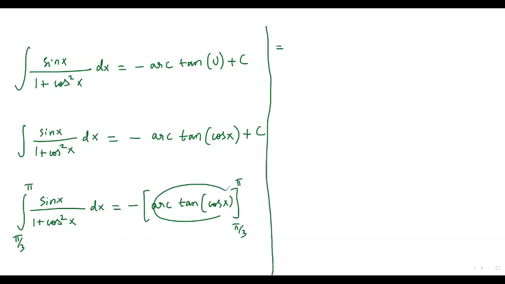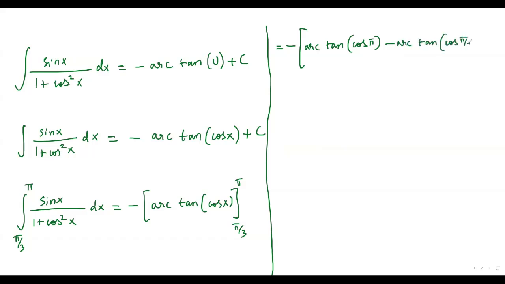Now in this result we can plug in the upper limit pi for x, because these are the limits of x. Okay, now let me do it. So we get arc tangent of cosine pi, negative. Before I apply the lower limit pi over 3 in this result, I always have to take a negative sign. Now in the same result for this x, we have to plug in the lower limit pi over 3. Then I'm getting arc tangent of cosine pi over 3. Okay, now we have a negative of arc tangent.